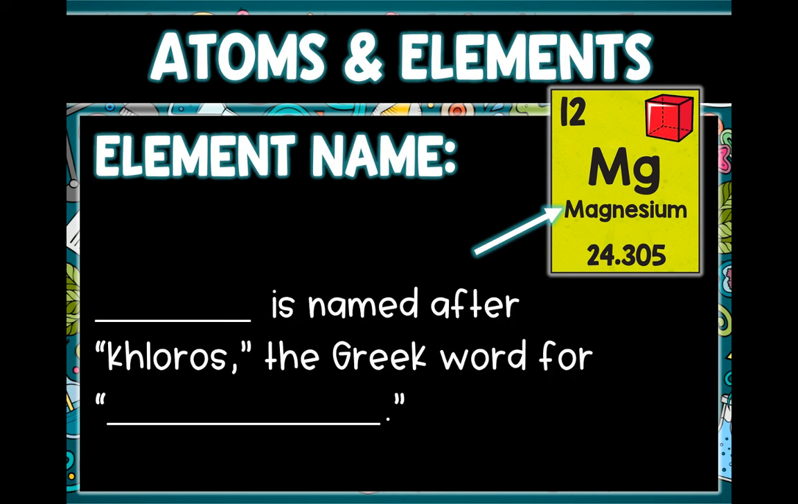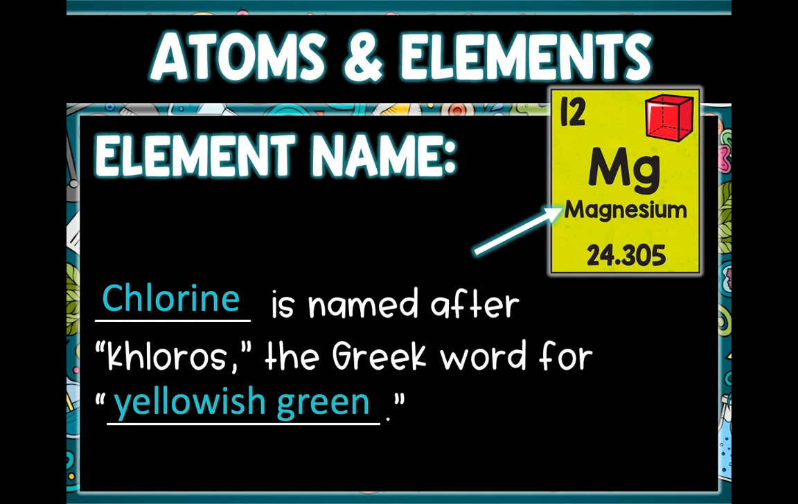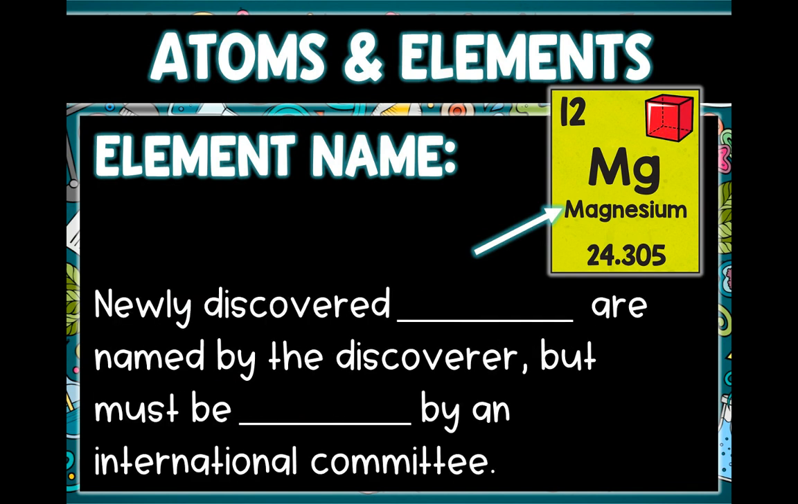Every element has a unique name, and some element names are really old and are based in other languages. So, for example, chlorine is named after chloros, the Greek word for yellowish green, because pure elemental chlorine is a yellowish green element.